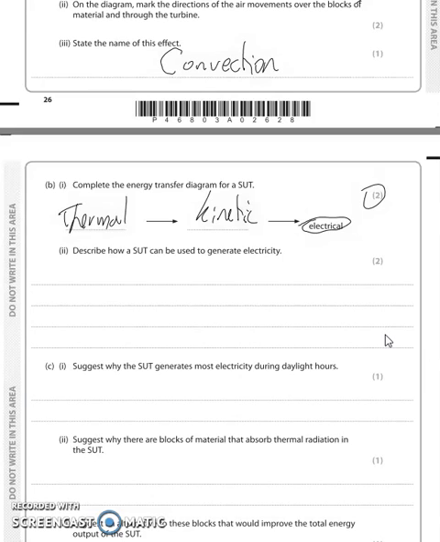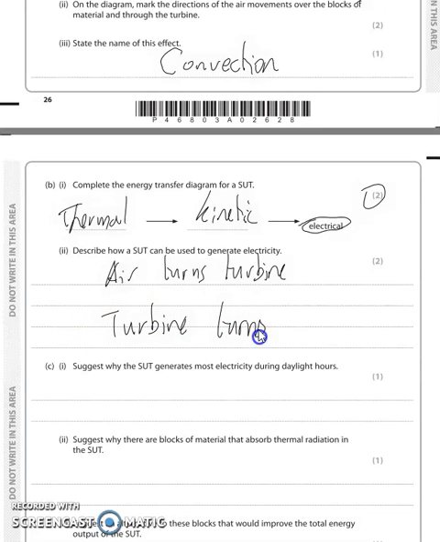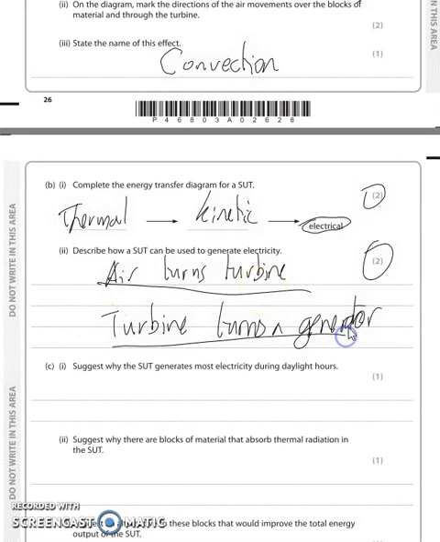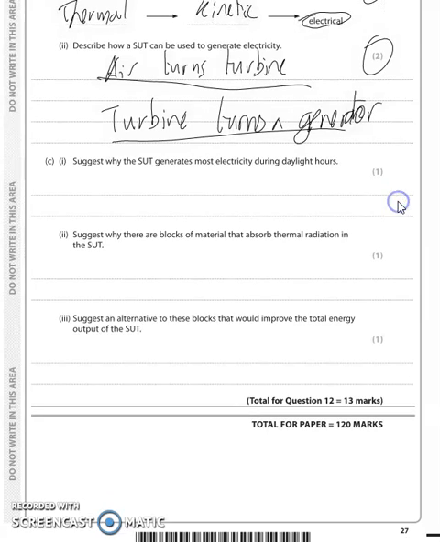Describe how a SUT can be used to generate electricity. Well, air is going to turn the turbine. Air turns the turbine. And then a turbine turns a generator. Very simple and straightforward for 2 marks. There's just a description. So what's going to happen? The air goes over the turbine. Turbine turns a generator. That should have been an easy one.